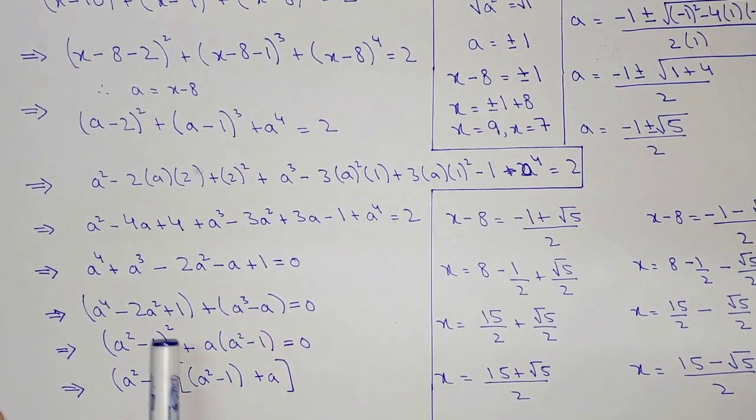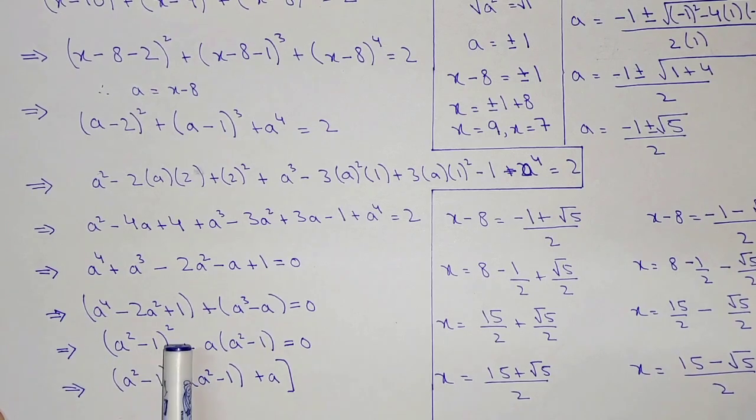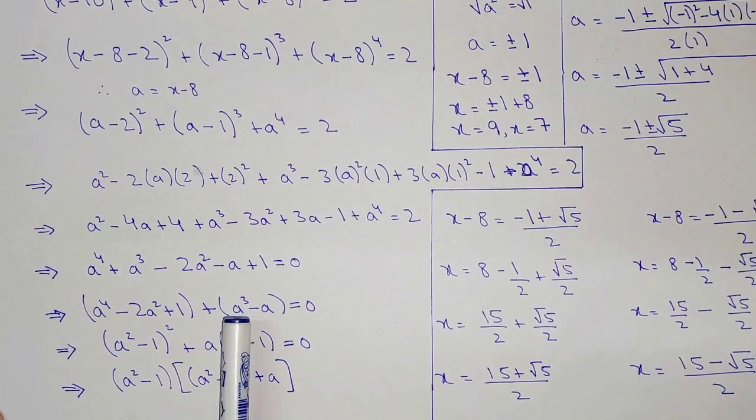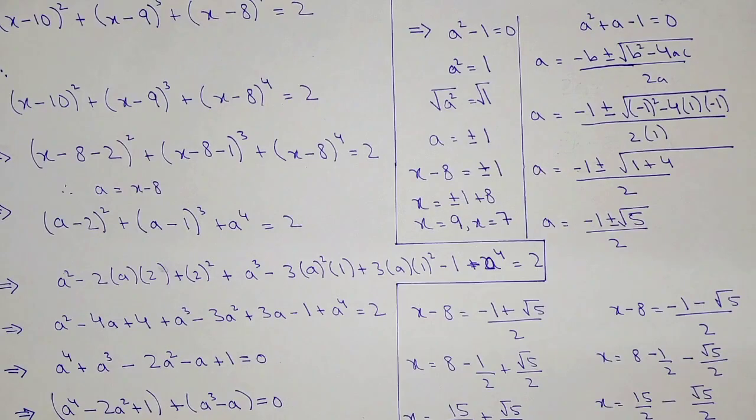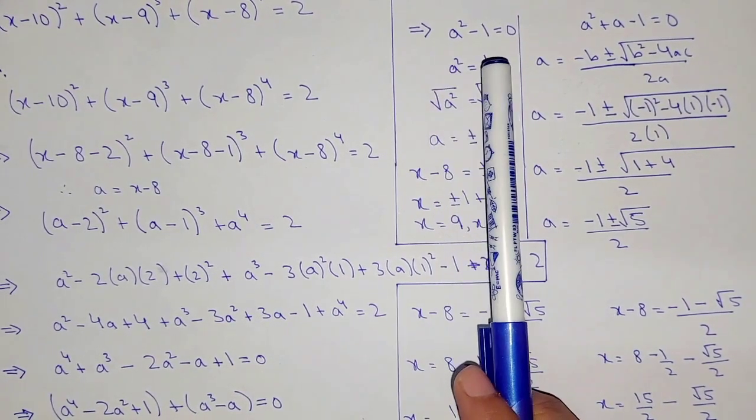Now here we have a power 4 minus 2a square plus 1 plus a power 3 minus a equal to 0. Again, this first part can be written in the form (a minus b) whole square. So (a square minus 1) whole square, plus taking a common from the rest, a into (a square minus 1) equal to 0. Now you can see that a square minus 1 is common, so (a square minus 1) into (a square minus 1 plus a). Now we have two equations, a square minus 1 equal to 0.